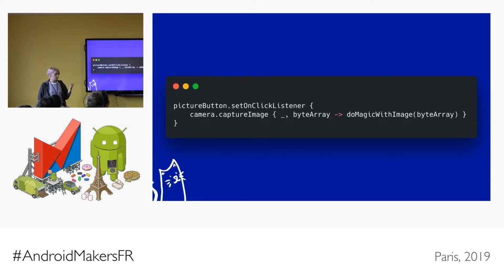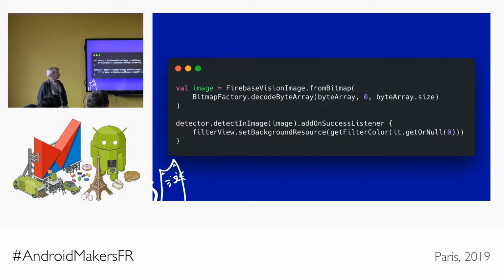Here I use CameraKit because I don't want to use Camera2. And when I take a picture, I have this byte array of the picture. I put it in a bitmap and put the bitmap in a FirebaseVisionImage. You can directly put a byte array in a FirebaseVisionImage, I think, but in my case, I tried and the result was better like that. And I just run my detector: detector.detectInImage of my FirebaseVisionImage. In case of success, I put a filter on my screen.